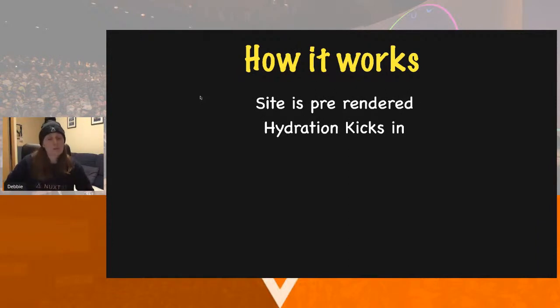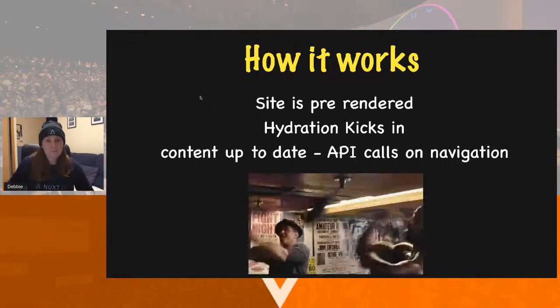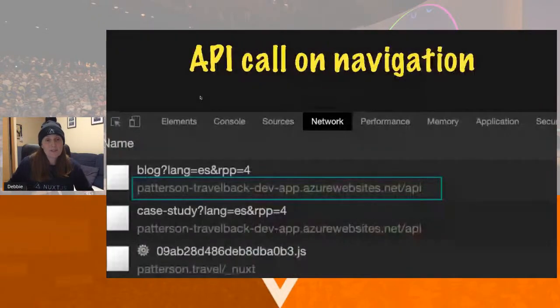And this is just due to how Nuxt works. It is only static on first render. After that, all calls to the API are made just like a normal single page application. So as you can see here, the API is called on navigation, and every time you change the page, it's actually calling that API.